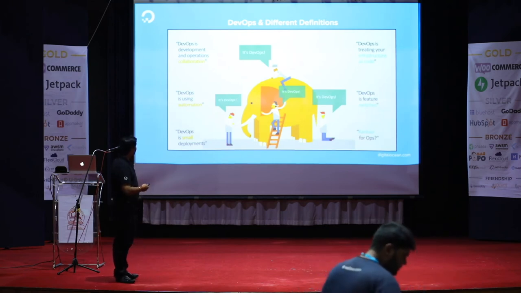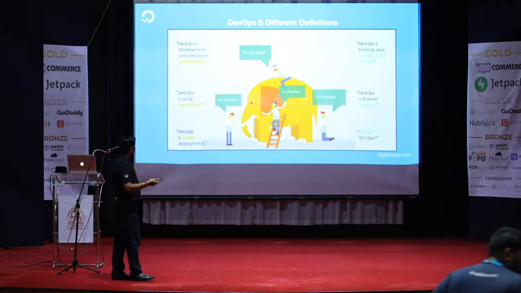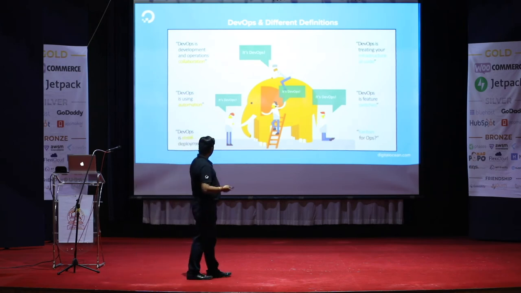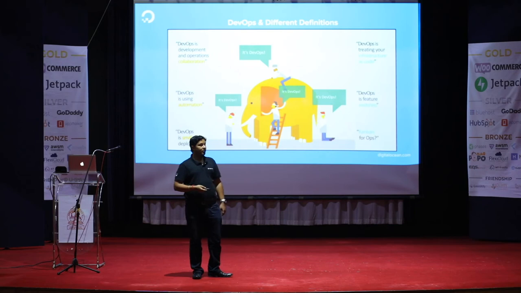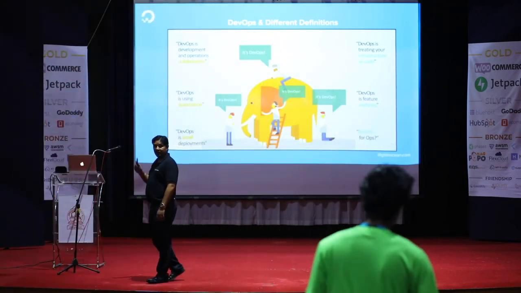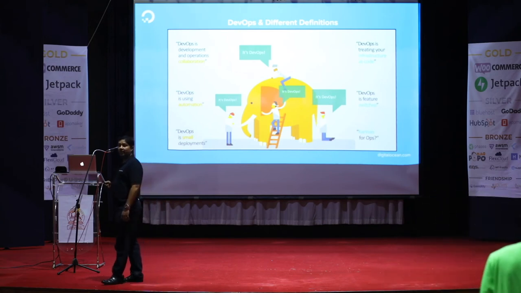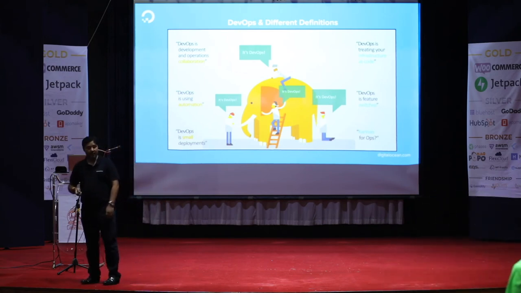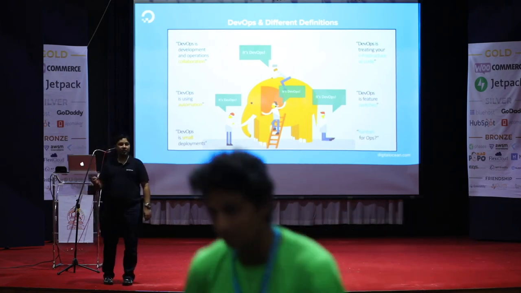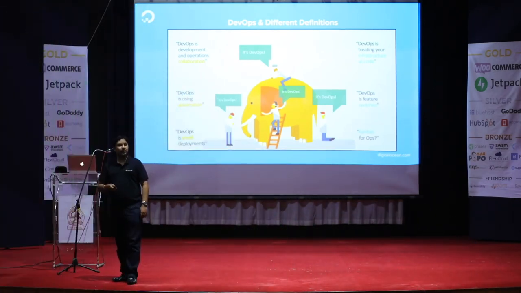So everyone has their own definition of DevOps. It's a feature, it's a culture, it's infrastructure as code, it's collaboration between teams, it's all about automation. So yes, from my viewpoint, I think DevOps is all about this. It's not one single thing, it's not only culture, it's not only collaboration, it's not only automation, it's not CI/CD, it's not Puppet, Ansible, Chef, Terraform, AWS. This is an end-to-end implementation.